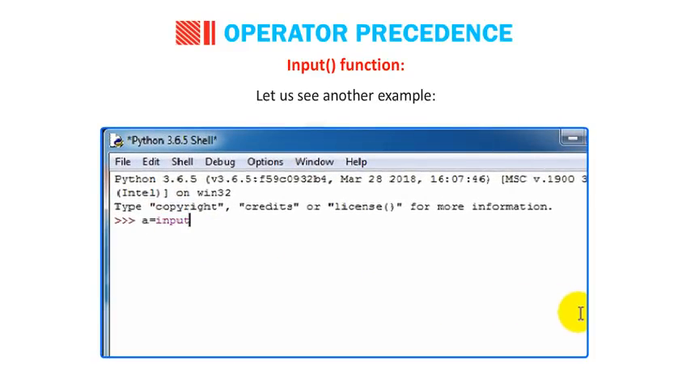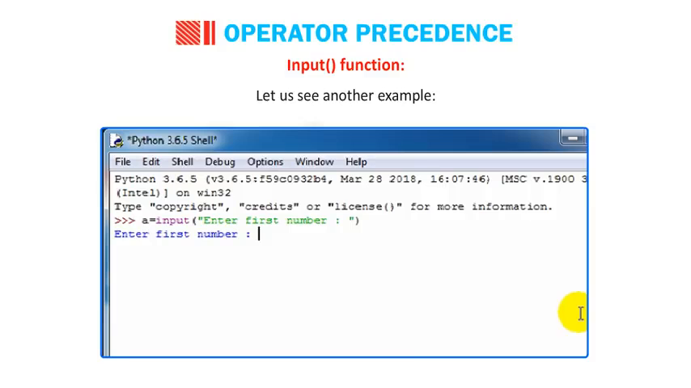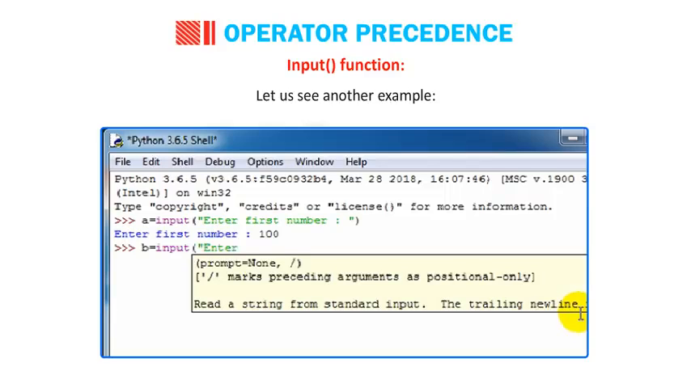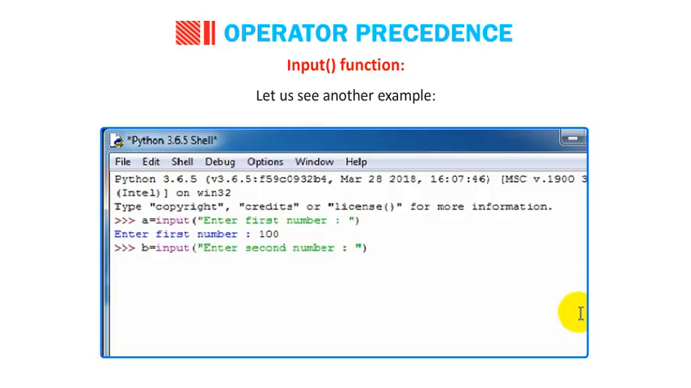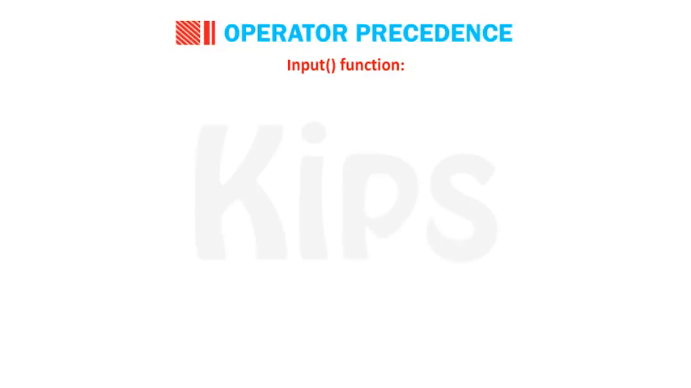A = input("Enter first number: "). Enter first number: 100. B = input("Enter second number: "). Enter second number: 200. pro = A * B. TypeError: can't multiply sequence by non-int of type 'str'.